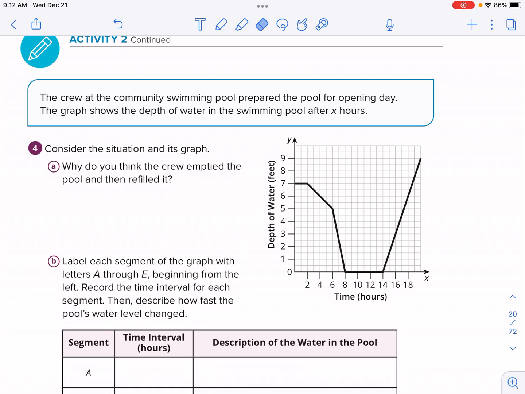All right. So for this one, it says that the crew at a community swimming pool prepared the pool for opening day. The graph shows the depth of the water in the swimming pool after X hours. Okay. Why do you think the crew emptied the pool and then refilled it? So like, why would a pool need to be emptied anyways? Probably for cleaning. So we'll say cleaning, repairs.